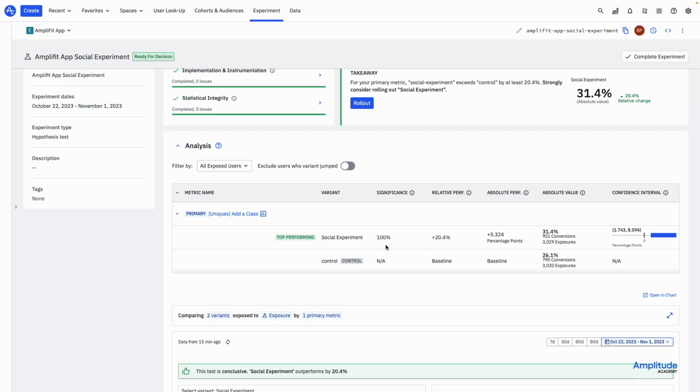Significance is a likelihood that the absolute performance we see is due to implementing the variant and not just because of random chance. Basically, the higher this number is, the more certain Amplitude Experiment is that the results are not due to chance.